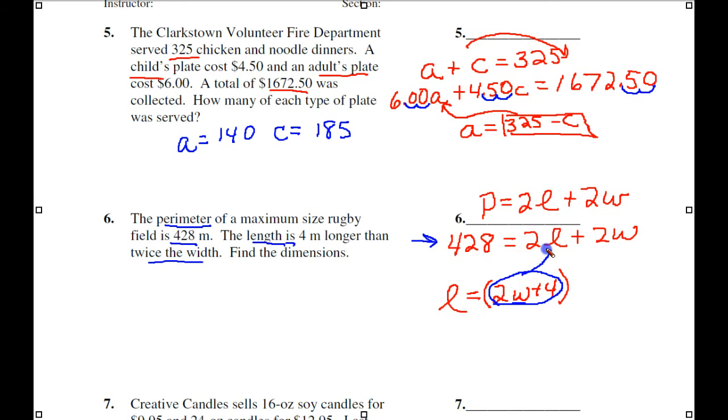So now you're going to take this and put it where L is. So then you go 2 times this, which is now in terms of W, plus the 2W equals that, and that's how you get your W. Then you plug in your W into either of these equations, and then you find the length.